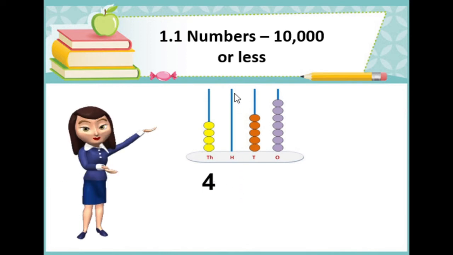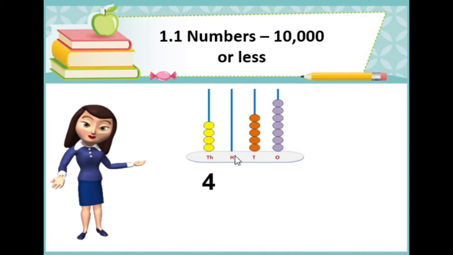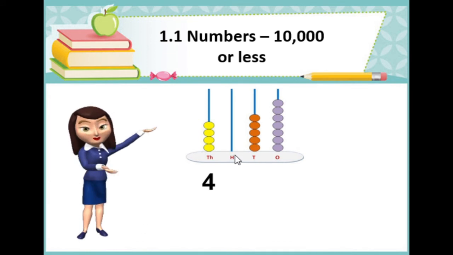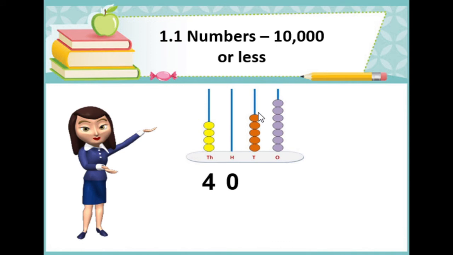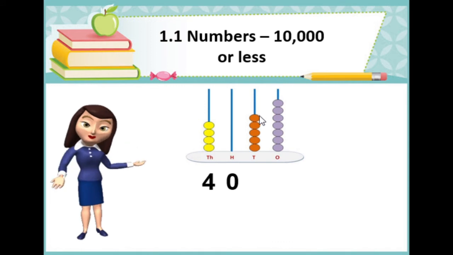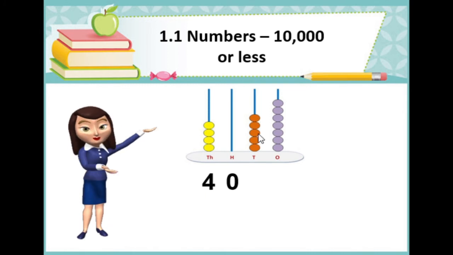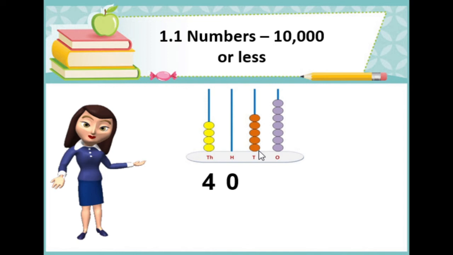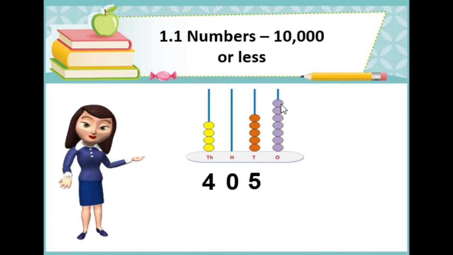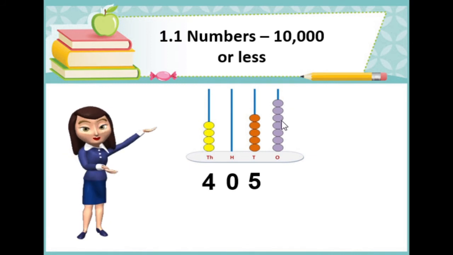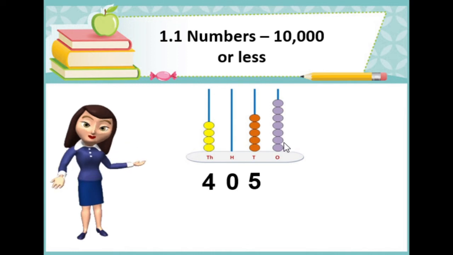How about in the hundreds place? Is there any bead? No, there's none. So you're going to write what number? Going to write 0. And then followed by how many beads are in the tens place? 1, 2, 3, 4, 5. We write 5. And how about in the ones place? 1, 2, 3, 4, 5, 6, 7.